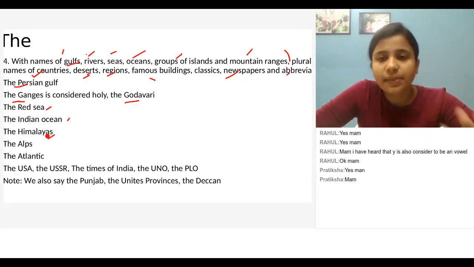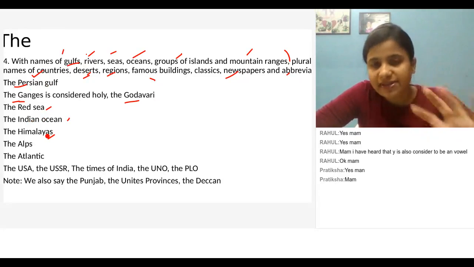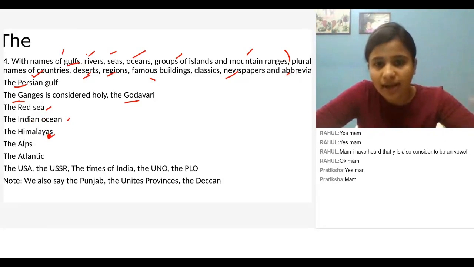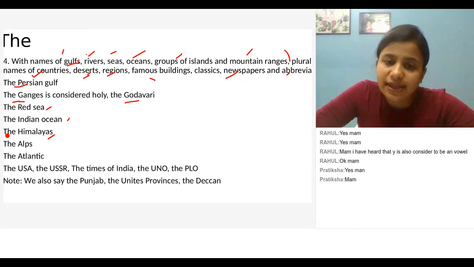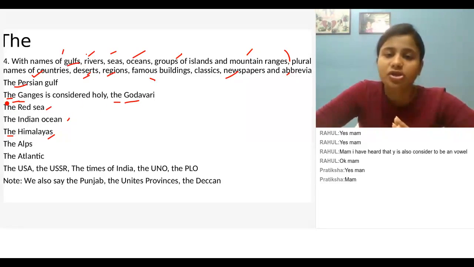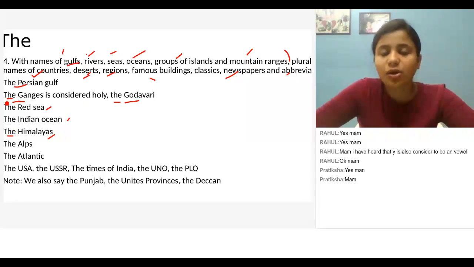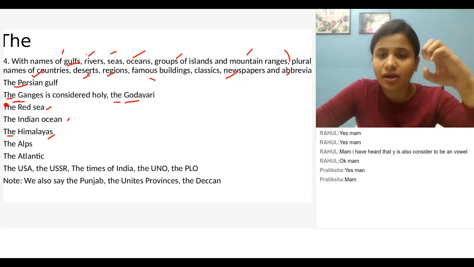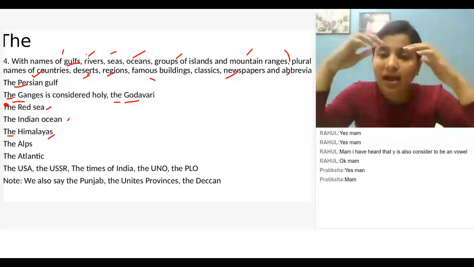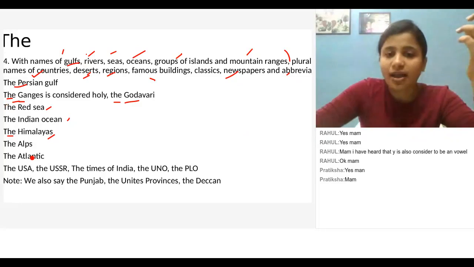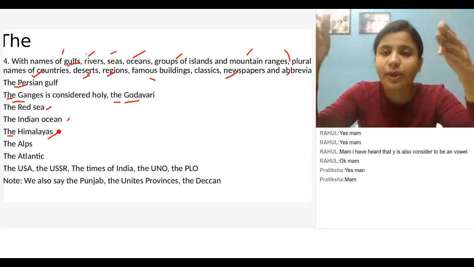Now see, Himalayas is a proper noun. Like when we say India, India is a proper noun, Himalaya is a proper noun. But then why do we say the? Or here, Godavari and Ganges, these are all proper nouns. So we never say the India or the Delhi, but here we say the because these are not a single thing. These are either a group of things. The Himalayas are a group of mountains. They are mountain ranges. It is not one particular mountain.